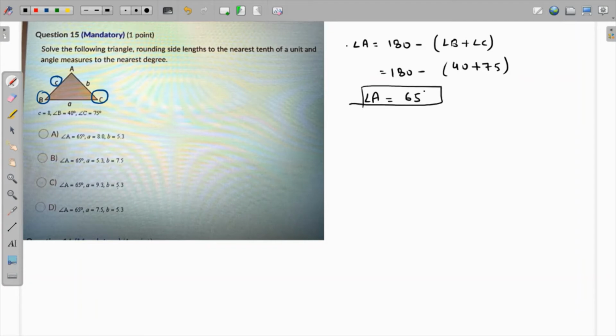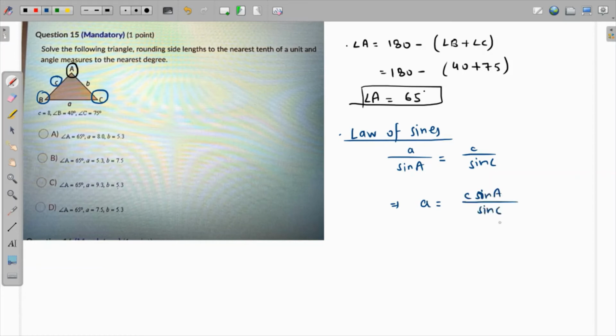Now for the other sides, since we know all three angles, we can use the law of sines to find the other sides as well. So let's try to find side A using the law of sines. I'm going to use A over sine A, which is equal to another opposite pair which we know, C over sine C. So if we cross multiply, A will be C sine A over sine C.